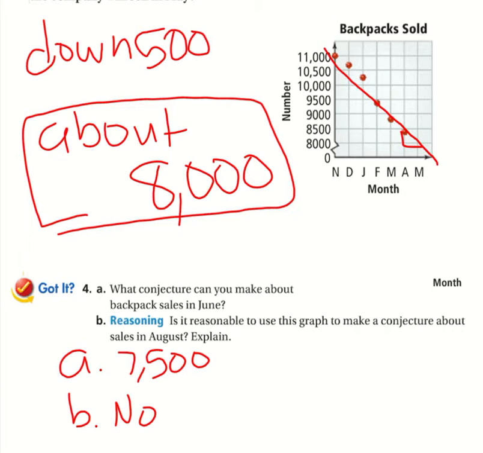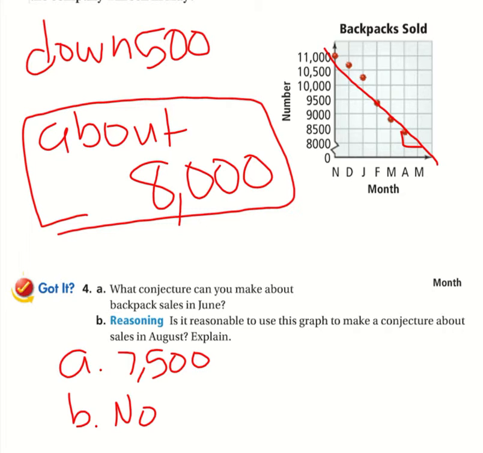For A, I would say that for June, if we're going to follow the similar pattern, backpack sales are going to be about 7,500 if it continues along that line. And so the next question they ask is, is it reasonable to use this graph to make a conjecture about sales in August? And I would say that no.